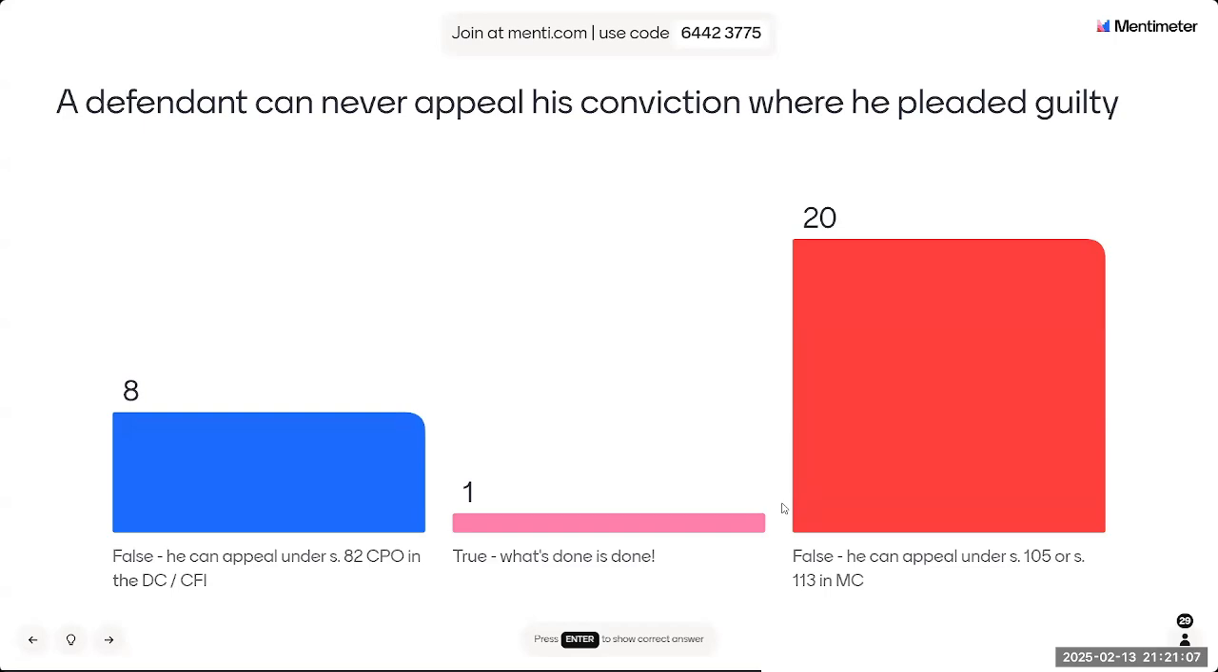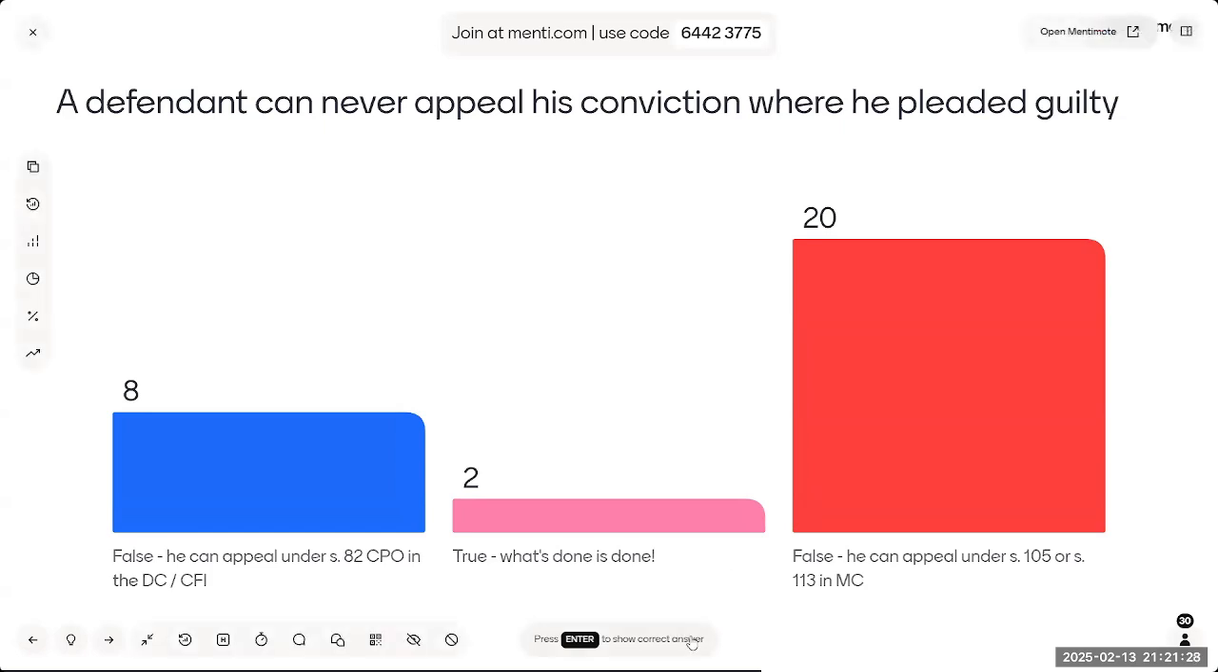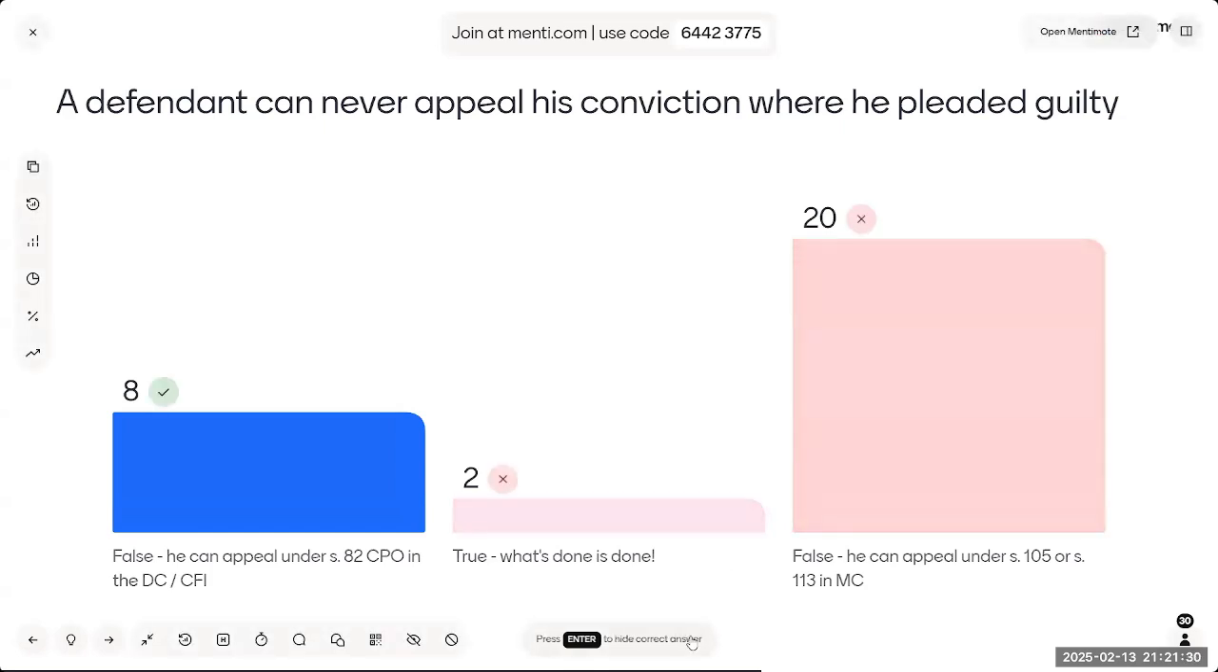Can a defendant who pleaded guilty in the magistrate's court appeal his conviction? Remember the wording of Section 113(1), subsection 1, MO, says where a defendant has not pleaded guilty, he can appeal his conviction. So the correct answer is actually A. Well done to the 8. You were correct. So he can appeal his conviction in the DC or CFI even if he pleaded guilty.